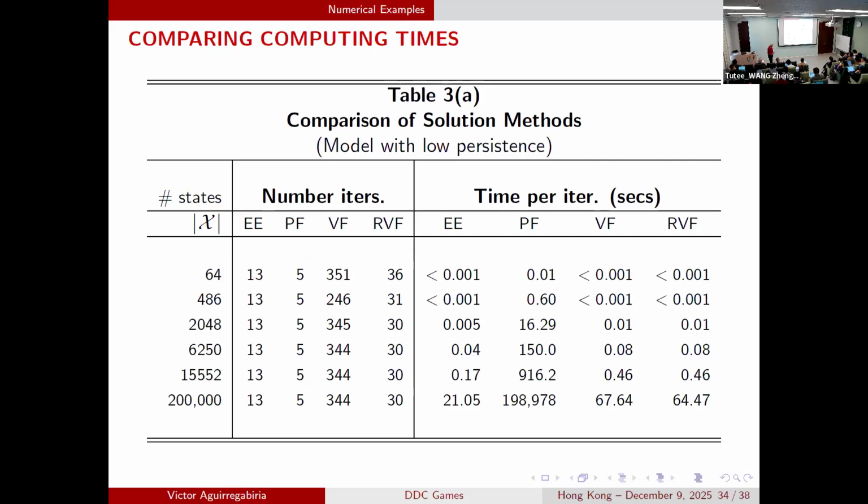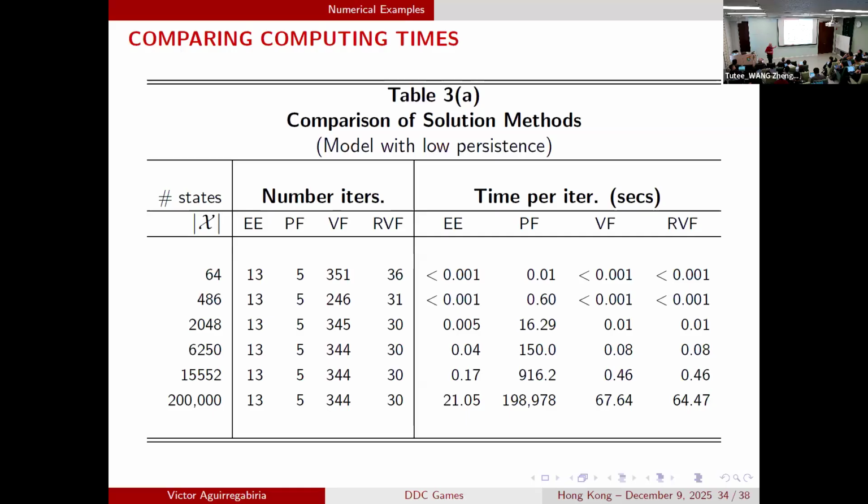Here we are comparing Euler equation, policy function iteration, value function iteration, and relative value function iteration. Here I'm reporting the number of iterations up to convergence and the time per iteration. In terms of the number of iterations, you can see that for Euler equation, policy function iteration, and relative value function iteration, typically the number of iterations that we need up to convergence does not depend very much on the number of state values. Which was very well known for policy function and relative value function iteration.